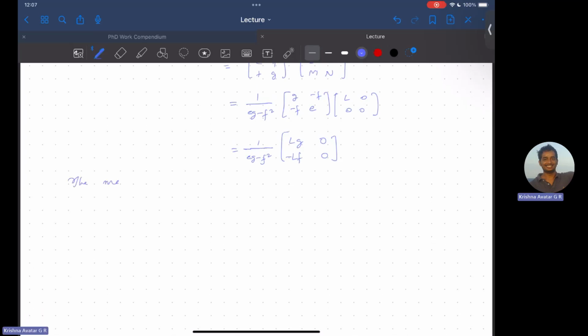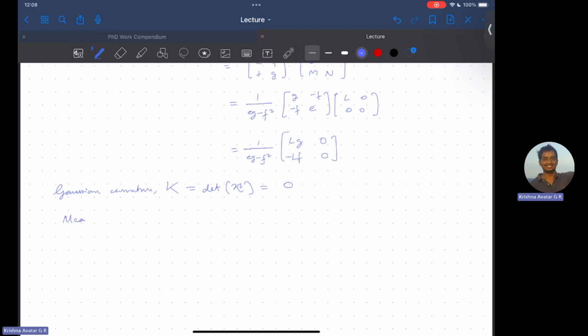The mean, the Gaussian. Now let's determine the Gaussian curvature. The Gaussian curvature capital K is equal to the determinant of the kappa matrix, which is equal to 0, because you clearly see that LG into 0 minus or plus LF into 0 is 0.